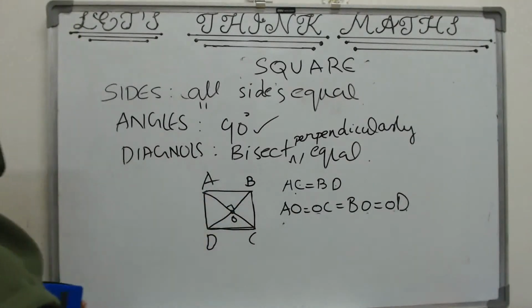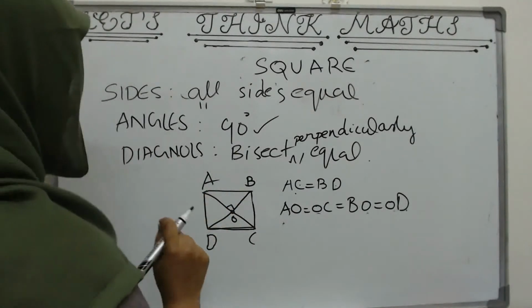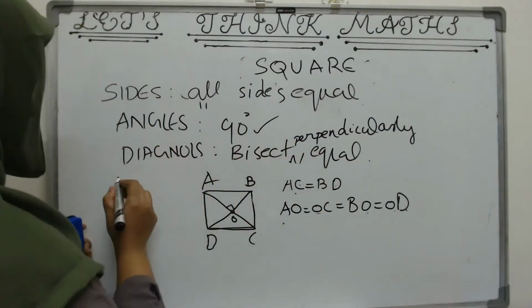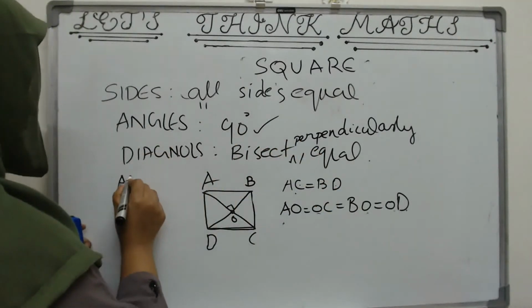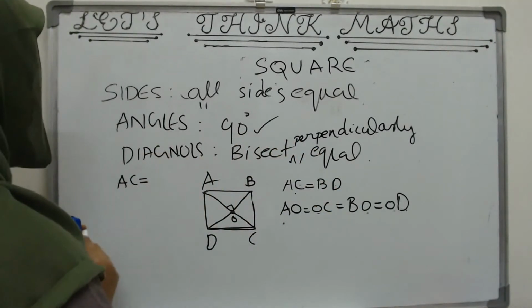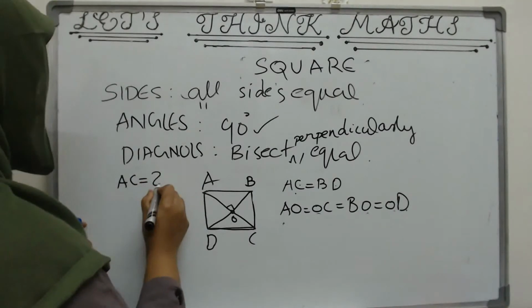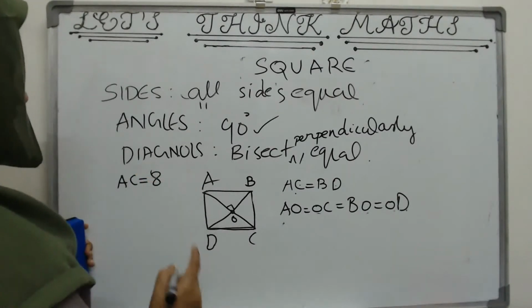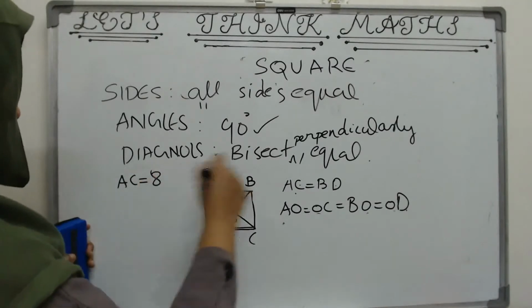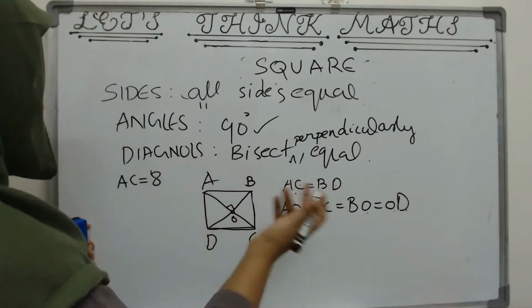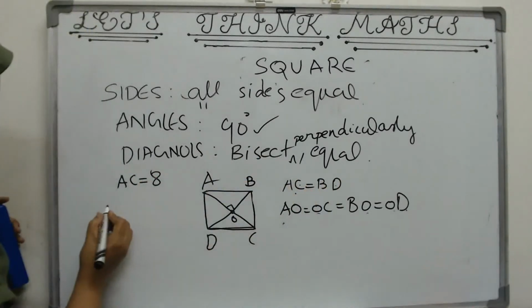So how does this help us? Suppose I have a diagonal, okay? Suppose the diagonal of a square is say 8. With that, can you find its side? Let us see how to find it.